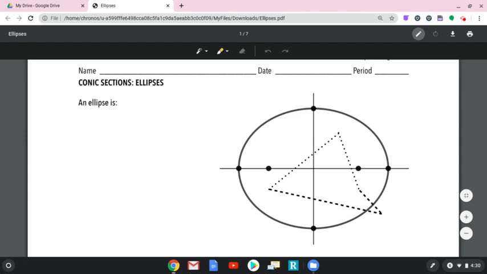Good morning, CP Pre-Calc. What we're going to do today is start working on our next conic section, ellipses. We're going to start talking about ellipses, how to graph them, and how to write equations of them. Let's first define what an ellipse is.